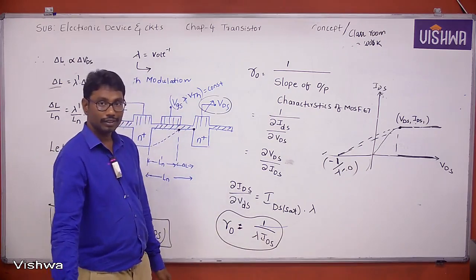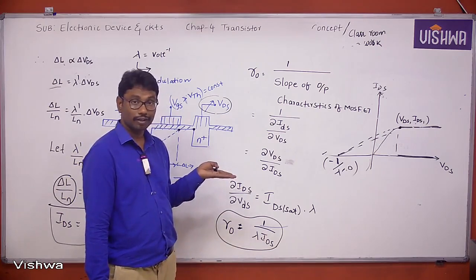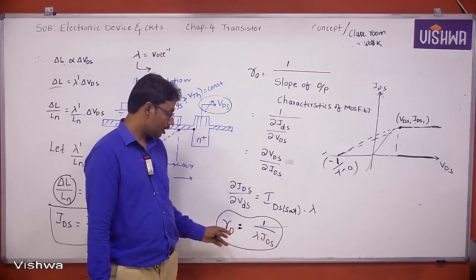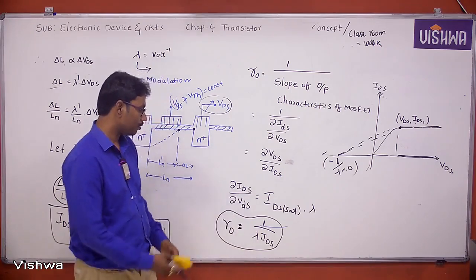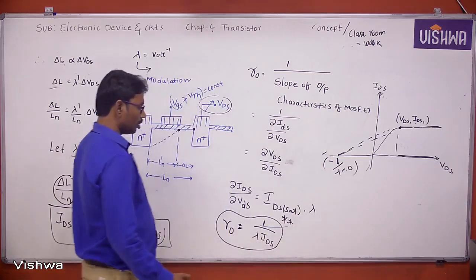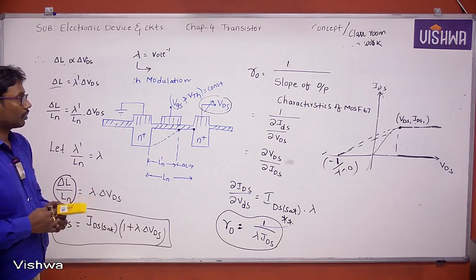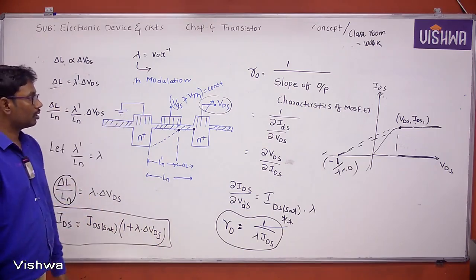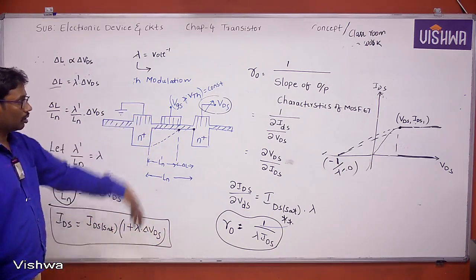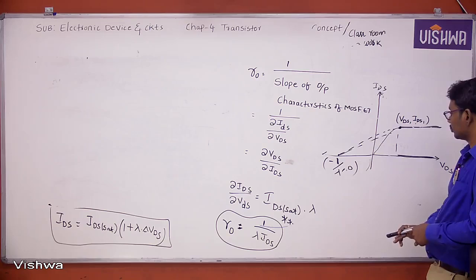When channel length modulation is negligible, what is the output resistance? Infinite. Lambda will be 0, then R naught is infinite. Very important expression, write it down. Output resistance is the reciprocal of the slope of the output characteristics of the MOSFET.